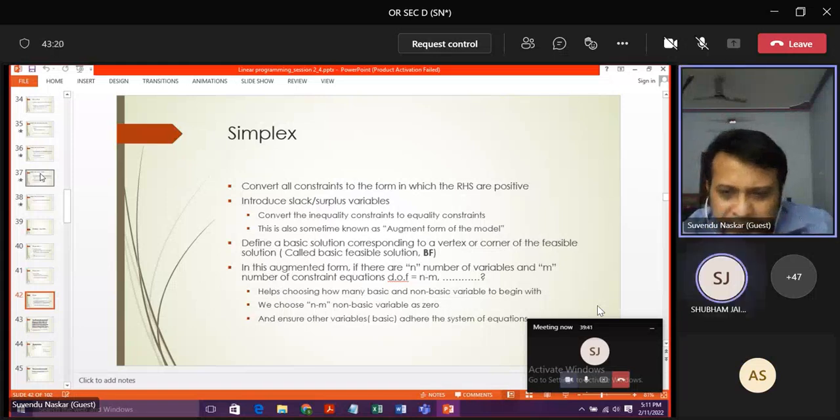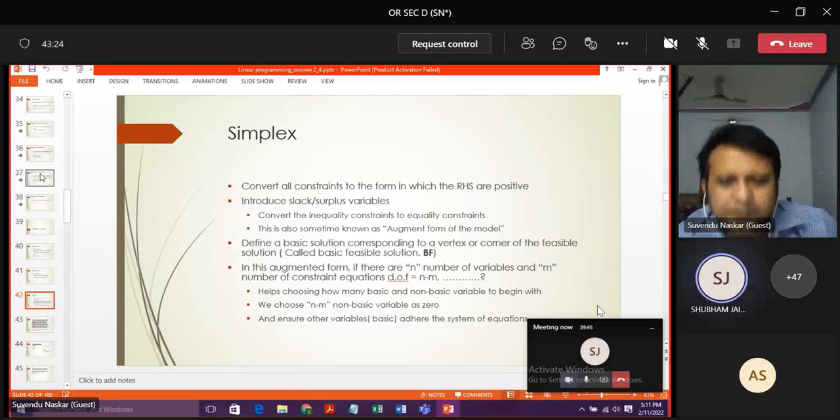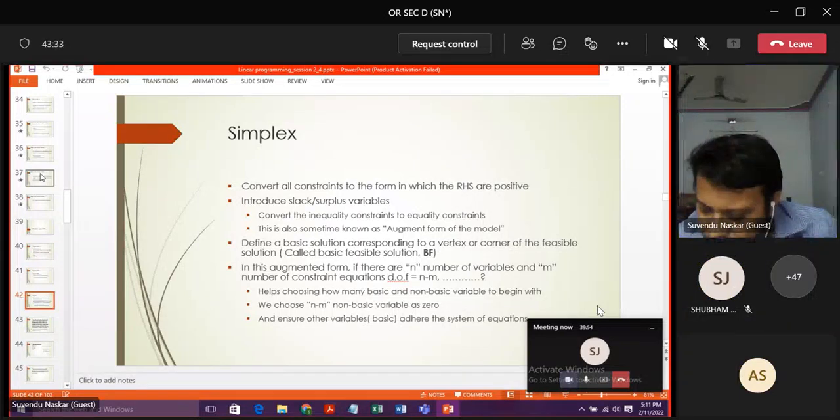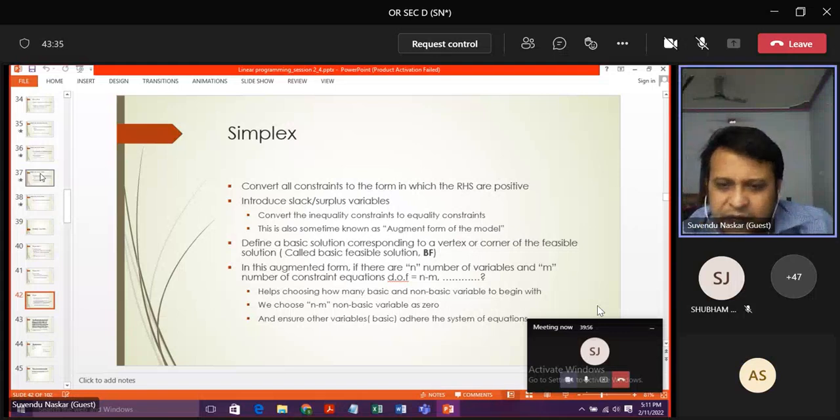This is a simple mathematical question. Introduce a variable in the equation. Perfect. Introduce a variable so that x1 plus x2 plus that variable equal to 10. Is this part clear to everyone? This is maths, class 12 maths. It has nothing to do with operations research.